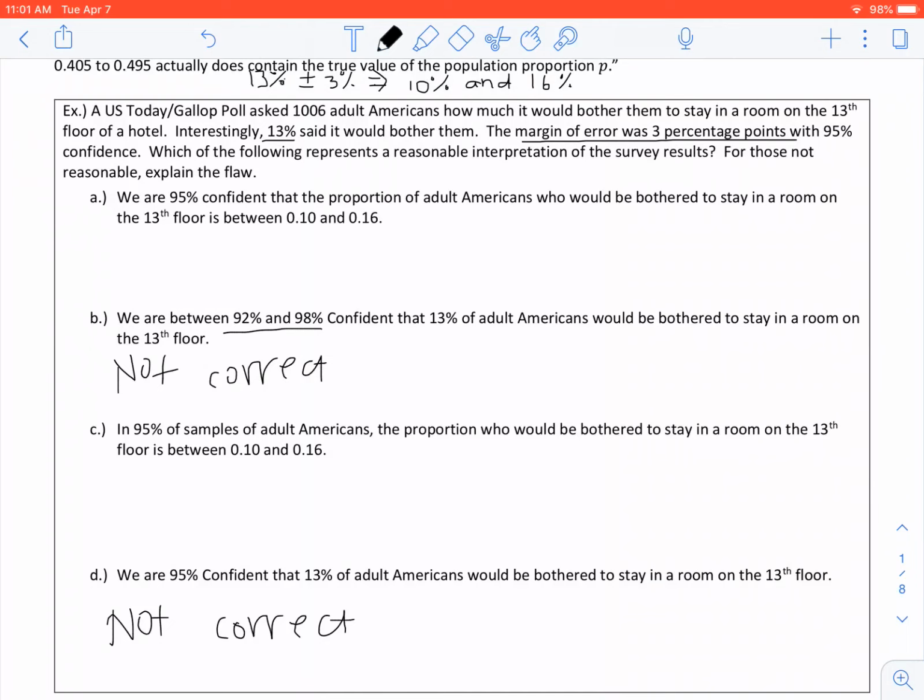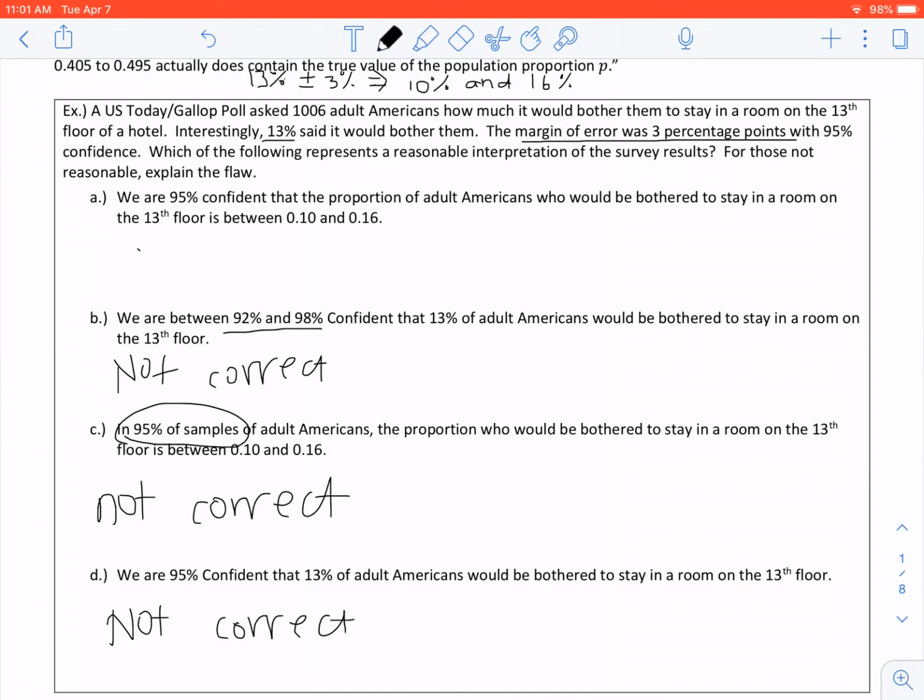The other one that is incorrect is C. And this is saying in 95% of samples. It's not 95% of samples. That's our confidence level. So that's saying we were 95% confident that. So this is not correct.